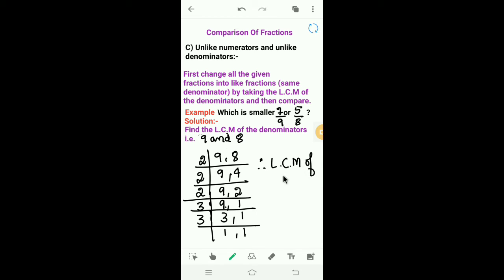LCM of 9 and 8 is equal to 2 into 2 into 2 into 3 into 3. 2 2s are 4, 4 2s are 8, 8 3s are 24, 24 3s are 72.